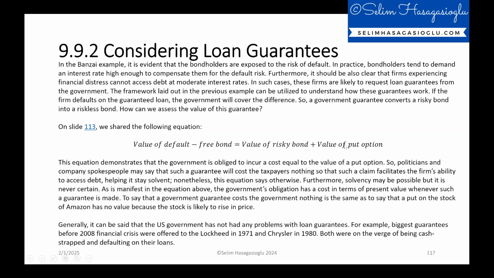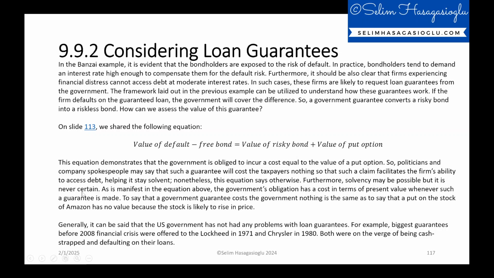Politicians and company spokespeople may say that such a guarantee will cost the taxpayers nothing, and that such a claim facilitates the firm's ability to access debt, helping it stay solvent. Nonetheless, this equation says otherwise. And furthermore, solvency may be possible, but it is never certain. As is manifest in the equation above, the government's obligation has a cost in terms of present value whenever such a guarantee is made. To say that a government guarantee costs the government nothing is the same as to say that a put on the stock of Amazon has no value because the stock is likely to rise.